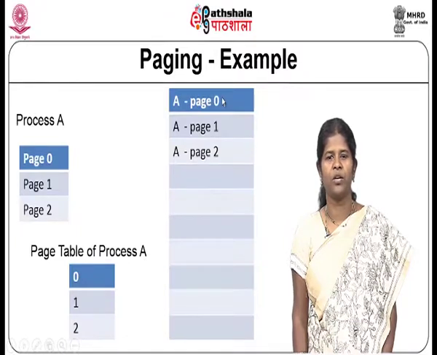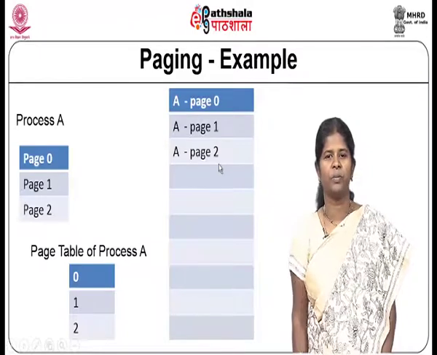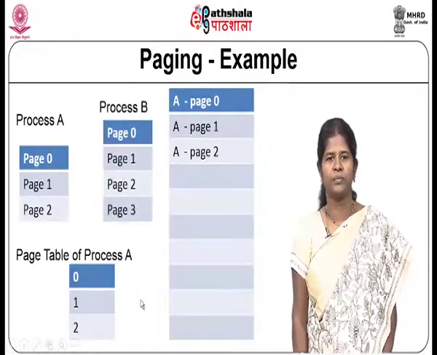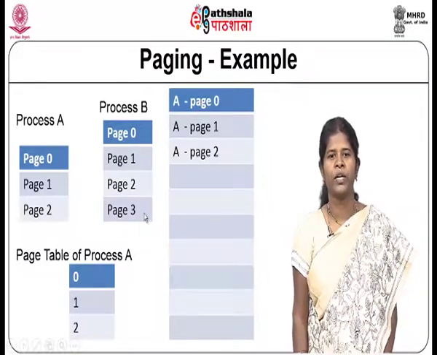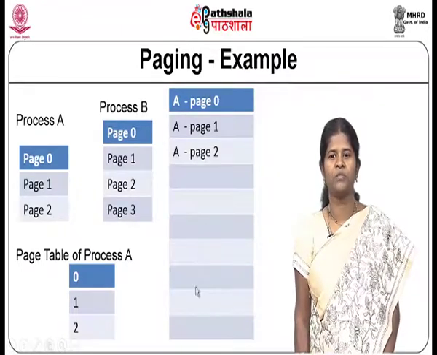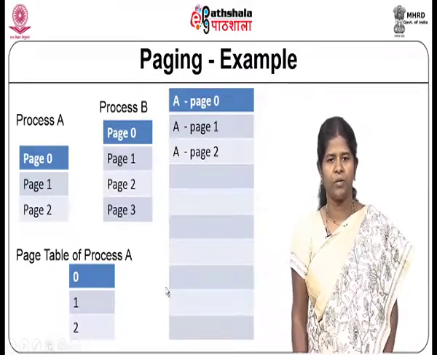So, in frame 0, page 0 is kept, in frame 1, page 1 is kept, in frame 2, page 2 is kept. So, the details are updated in the page table. Now, another process needs to be brought into the main memory. There are 4 pages for this process, and we have enough frames in the physical memory, and hence all the 4 pages can be placed into the physical memory.